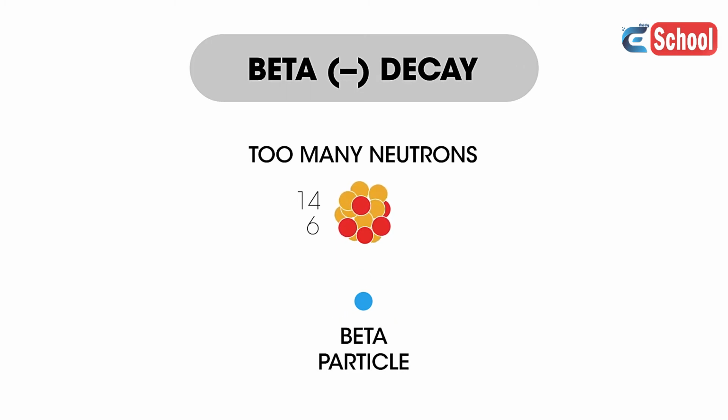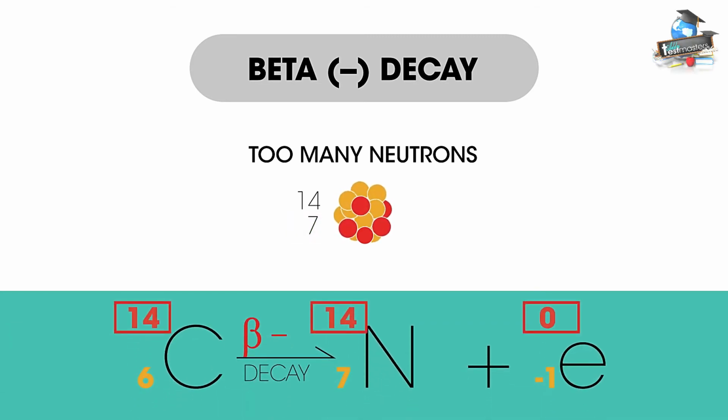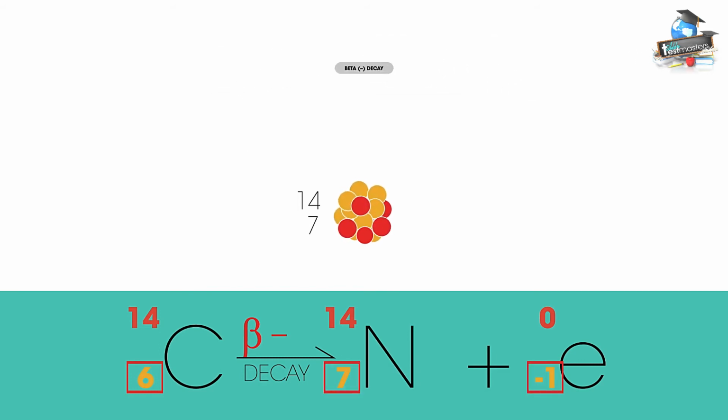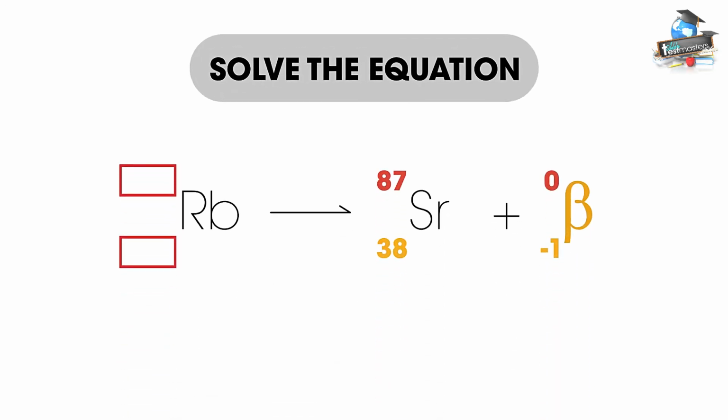By losing a neutron whilst gaining a proton, the mass number of the atom remains the same, while the atomic number increases by 1. The equation looks like this. We can see the mass number is 14 on both sides of the equation, while the atomic number remains at 6, since 7 minus 1 equals 6. What about this equation? Can you fill in the missing numbers?